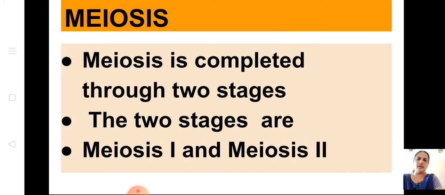What is there I have explained, and some of it I have taken from other books, and I have sent the videos. You can see the videos for meiosis 1 and 2. Okay. Now it is completed in 2 stages, meiosis 1 and meiosis 2. Mitosis is only 1 stage, but meiosis has 2 stages, meiosis 1 and meiosis 2.